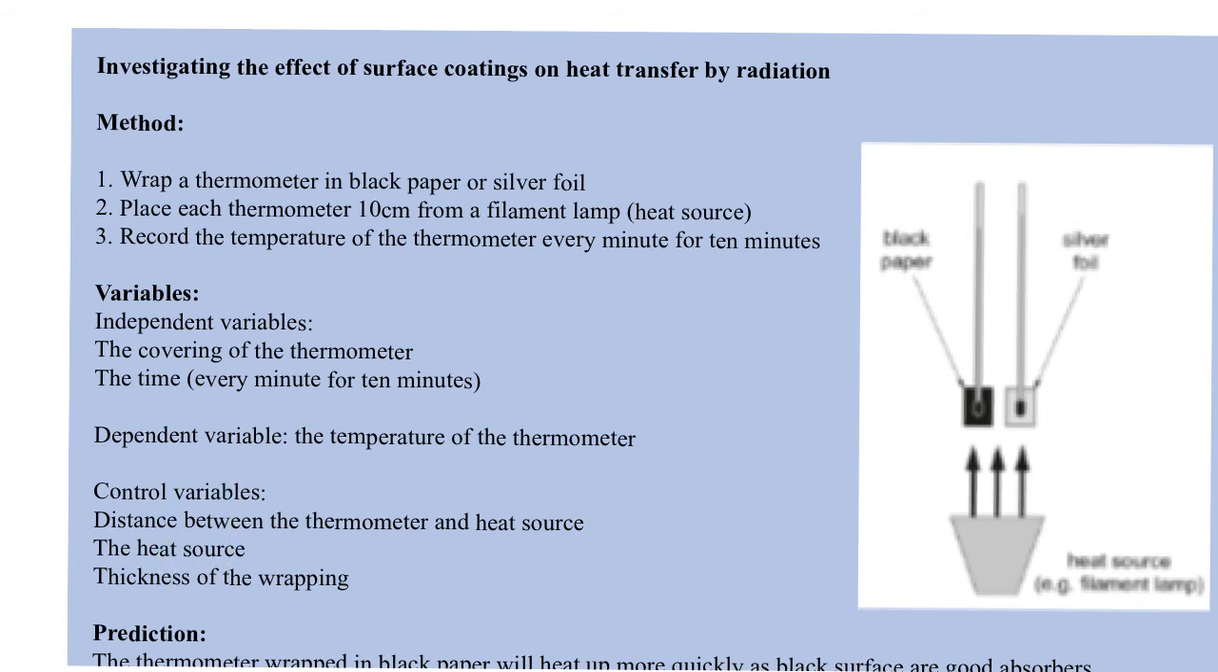Control variables. My first thing, and we've spoken about this, I'm going to keep my distance between the thermometer and the heat source the same. I'm going to make sure it's 10 centimetres. I'm also going to keep the heat source the same. So this would be perhaps if I had 2 lamps, I would make sure that they're both the same brand and they've got the same bulb, okay?